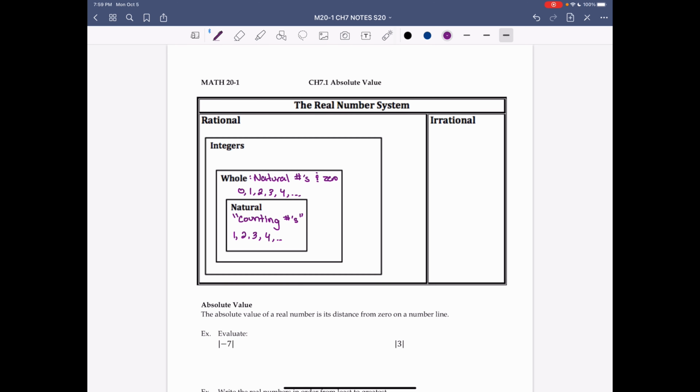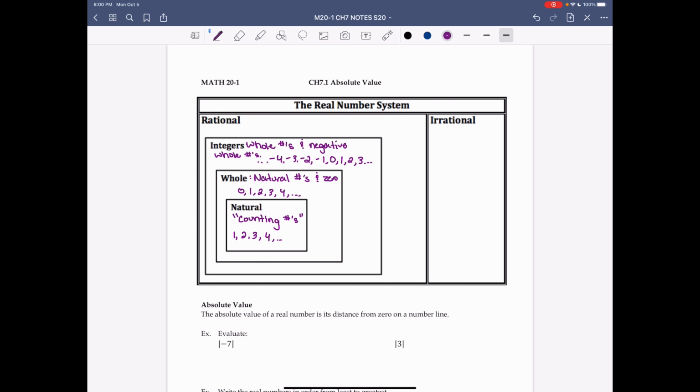Next we have the integers, which is the whole numbers and negative whole numbers. So negative 4, negative 3, negative 2, negative 1, 0, 1, 2, 3, etc.